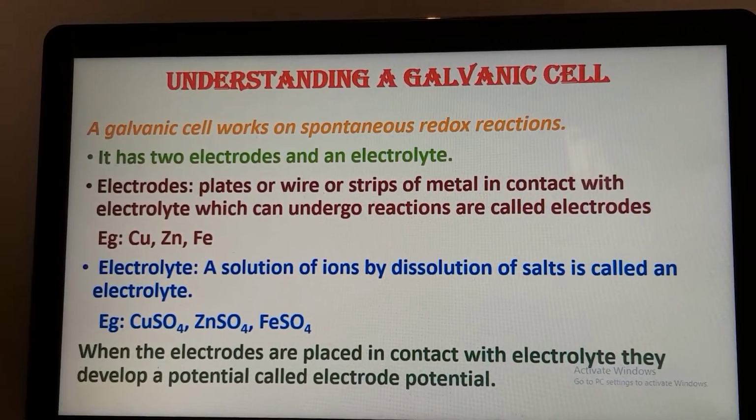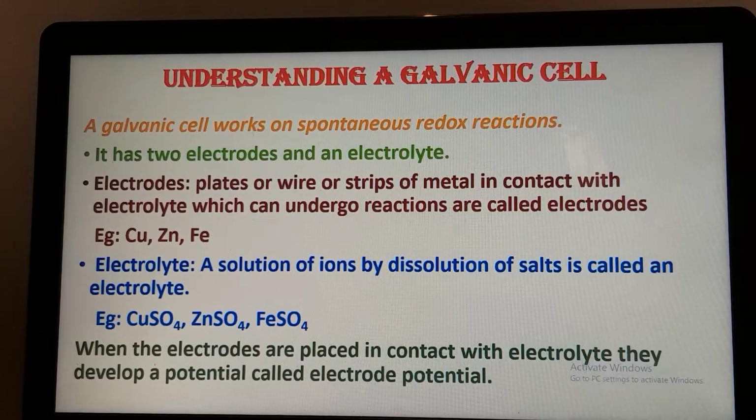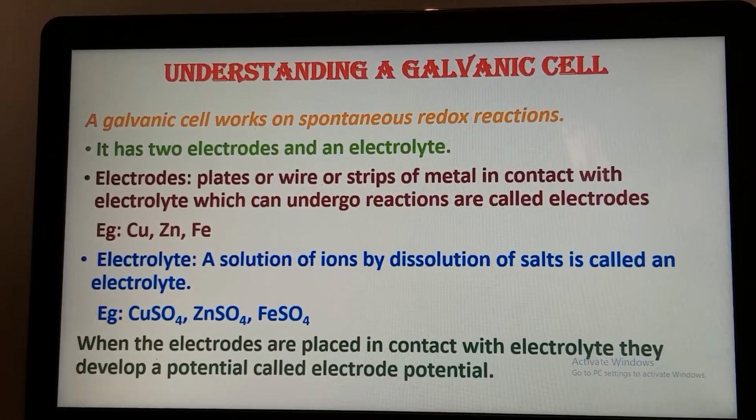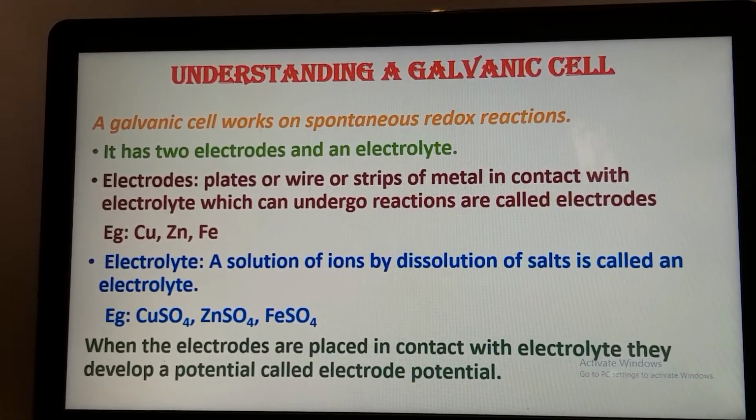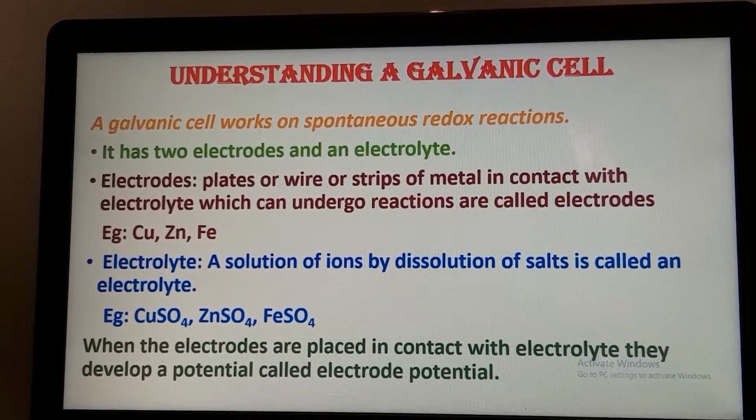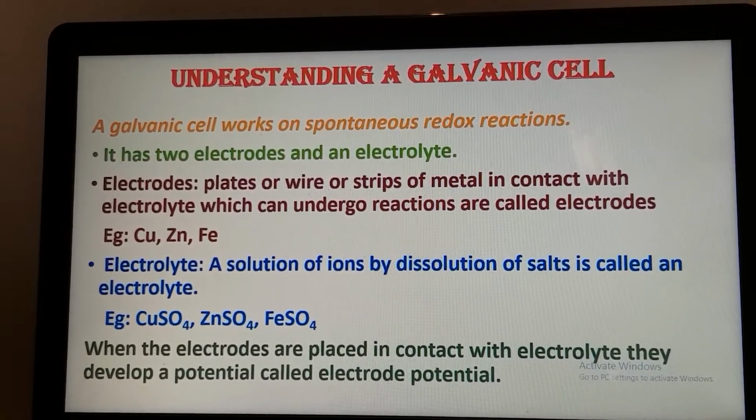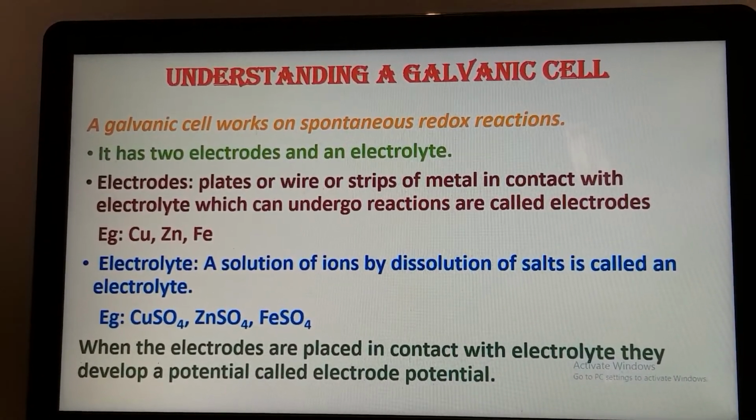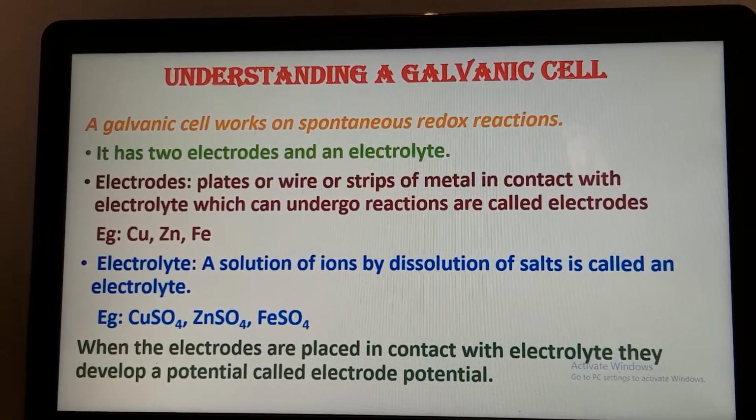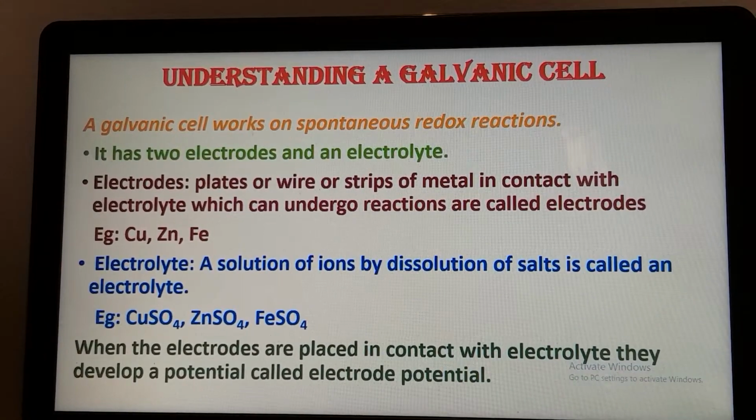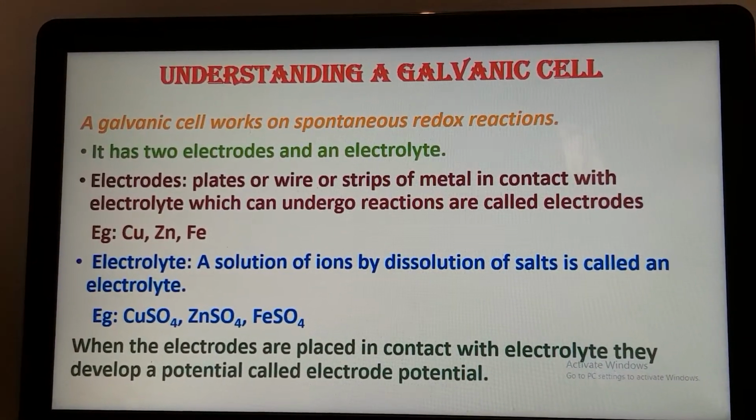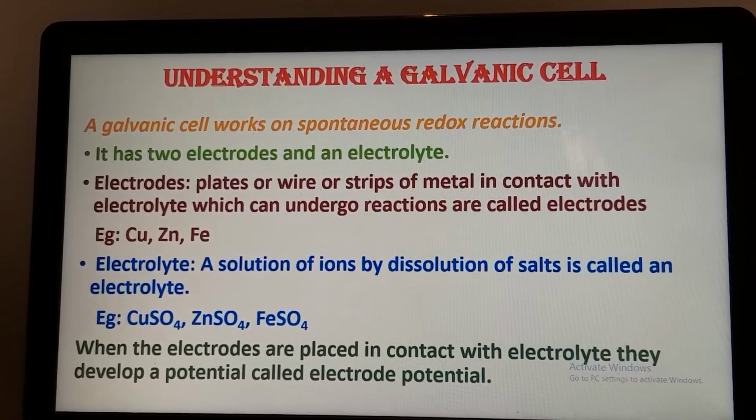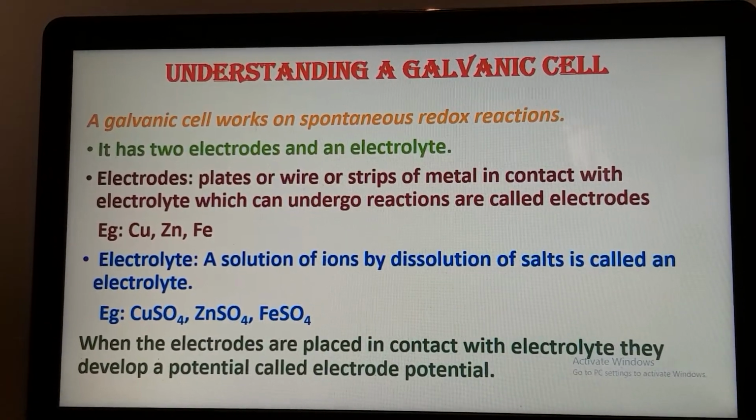So before understanding corrosion, one should first understand what a galvanic cell is. A galvanic cell is any electrical cell which produces electric current or the flow of electrons, and this electric current is produced due to the spontaneous redox reactions taking place in the cell. A galvanic cell is also made up of electrodes and an electrolyte.